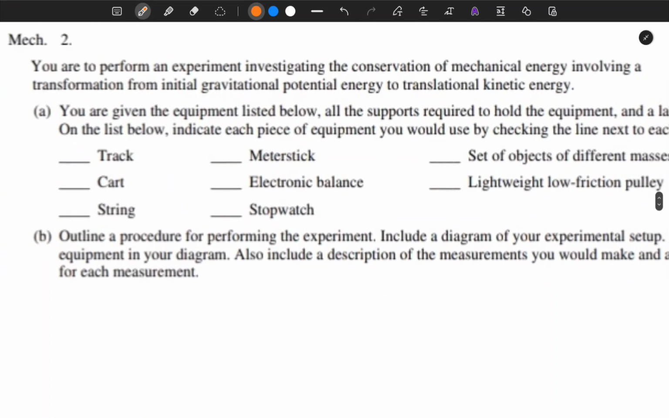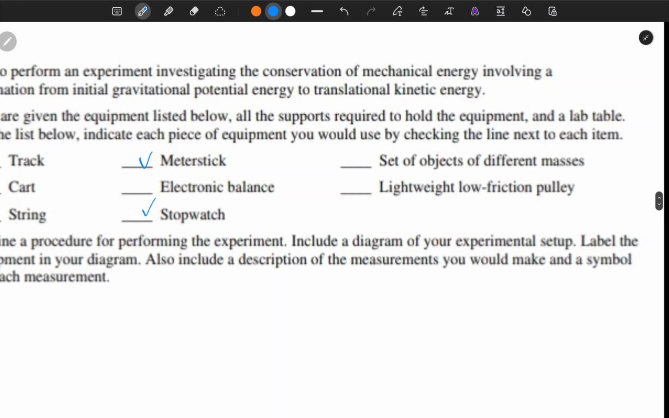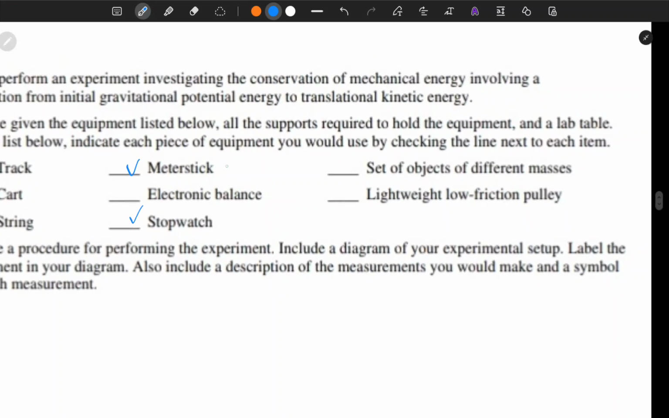As a note, my solution may differ from yours. However, there are some general grading guidelines which I will point out. Below is my own solution. However, that does not mean that it is the only solution to this problem. To start, I will be using a track, a cart, a meter stick, and a stopwatch. The only grading criteria for Part A is that the meter stick and the stopwatch were both selected, regardless of what else is picked.